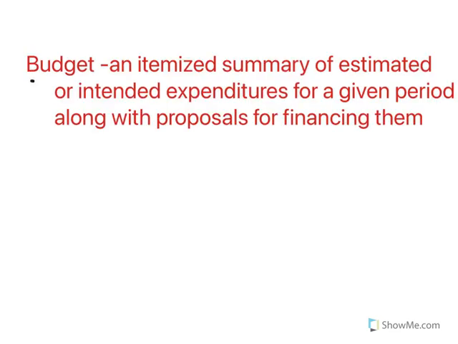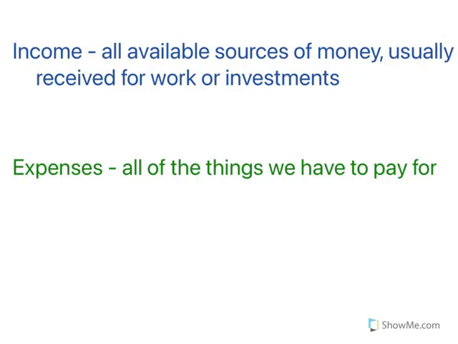So first, a budget is an itemized summary of estimated or intended expenditures for a given period, along with proposals for financing them. So if you own a business, oftentimes you'll do a proposed budget of this is the money I'm going to spend, this is the money I'm going to bring in, how am I going to balance that? Right? Because whether it's a business or a person or a home or whatever, you want to make sure that you bring in, hopefully, at least as much as is going out.